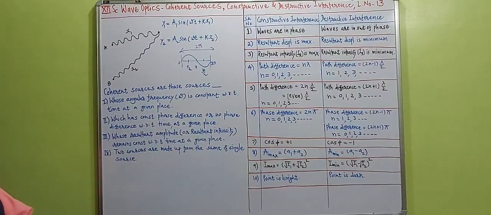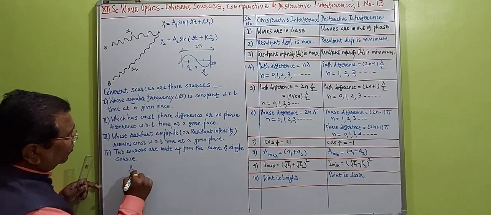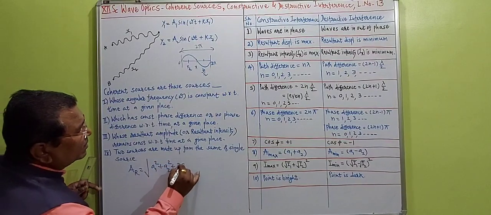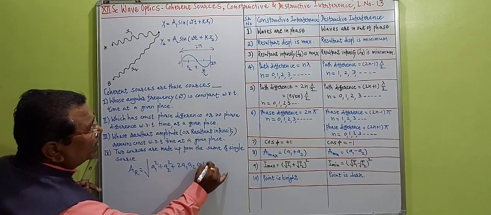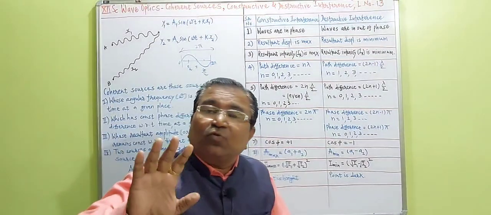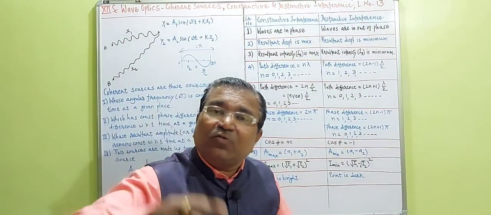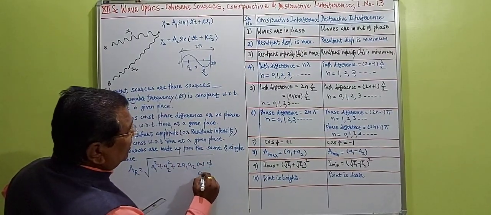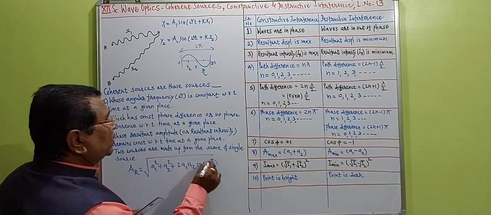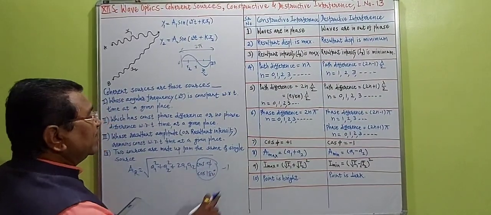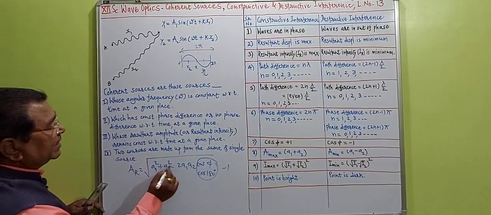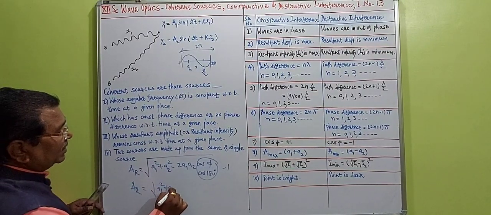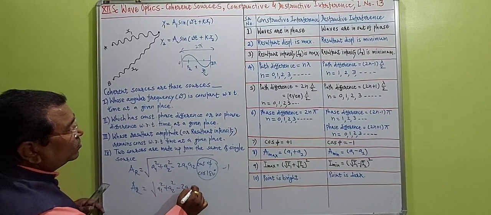So we can write the formula. AR is equal to A1 square plus A2 square plus 2A1 A2 cos of phi. If the two waves are out of phase, then phi is equal to 180 degree. And cos 180 degree, we get minus 1. And if it is minus 1, then minus sign comes here. And we get AR is equal to A1 square plus A2 square minus 2A1 A2.